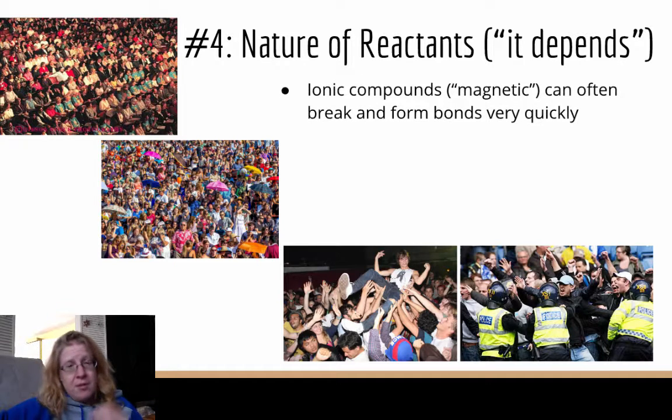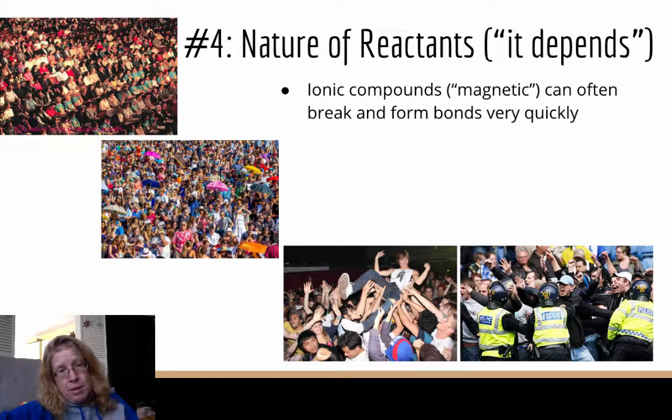So in terms of generalizing this back to the actual chemistry, ionic compounds tend to, not always, but tend to react more quickly because they have that positive-negative attraction to one another, that sort of magnetic attraction. Those bonds can be broken and they snap together really, really quickly. So those sorts of reactions can happen fast.